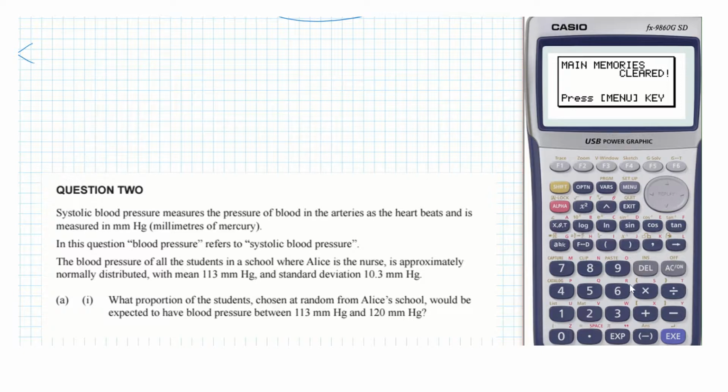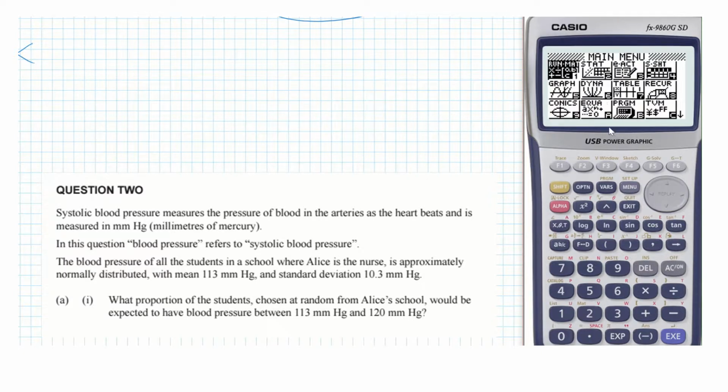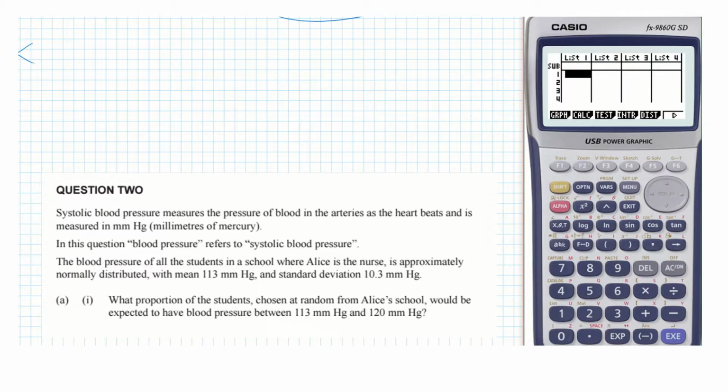So what you need to do is, in your calculator, select menu, and then scroll across to get stats, and then hit execute. So there, as you can see, there's a bunch of different things along here. You want to go to distributions because we're looking at a normal distribution, so it's dist. That's under F5, so you're just going to hit F5.